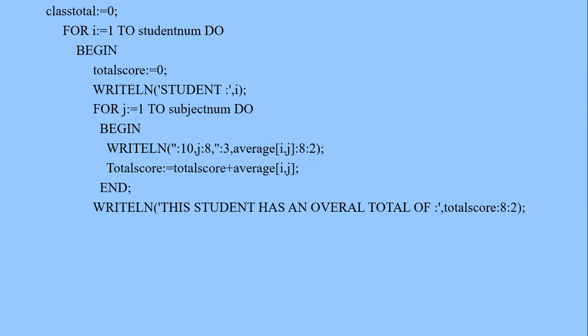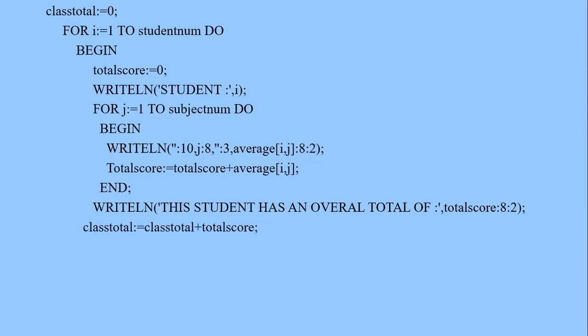So the student has an average total of, we pick the content of memory location called total score. We display it on the screen, formatted 8 characters with 2 of them being reserved for the decimal point. So that will take place.